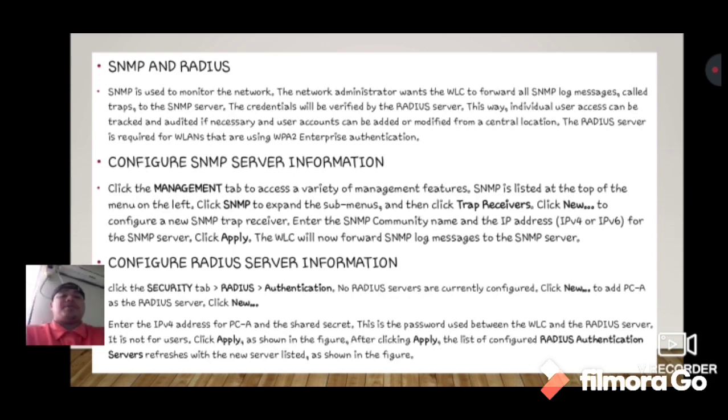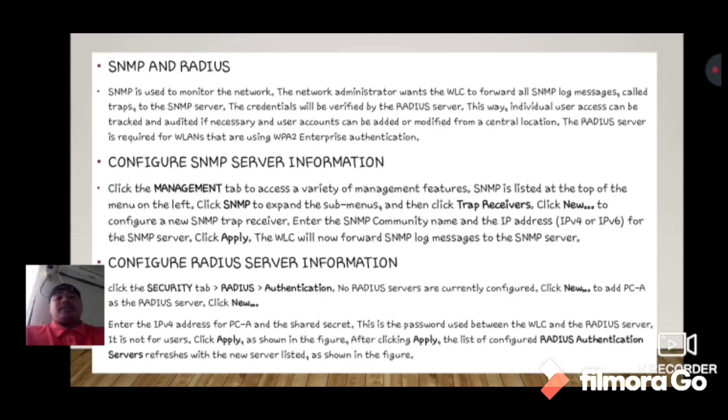Configure SNMP server information. Click the Management tab to access a variety of management features. SNMP is listed at the top of the menu on the left. Click SNMP to expand the submenus. Then click Trap Receivers. Click New to configure a new SNMP trap receiver. Enter the SNMP community name and the IP address for the SNMP server, then click Apply. The WLC will now forward SNMP log messages to the SNMP server.